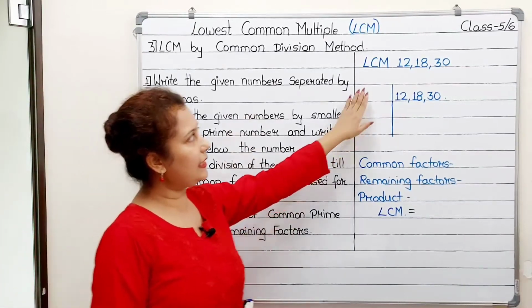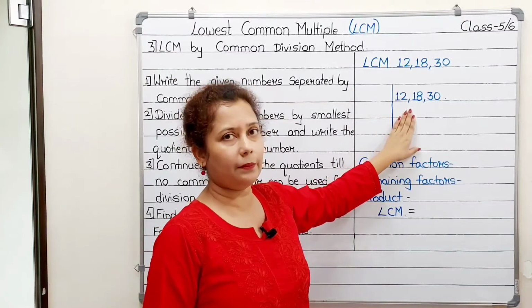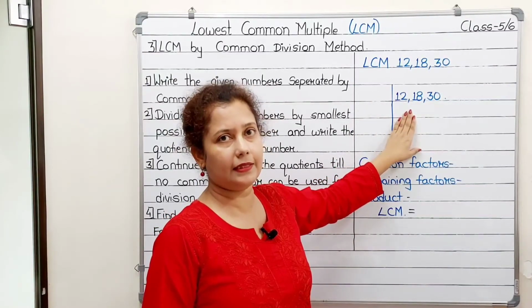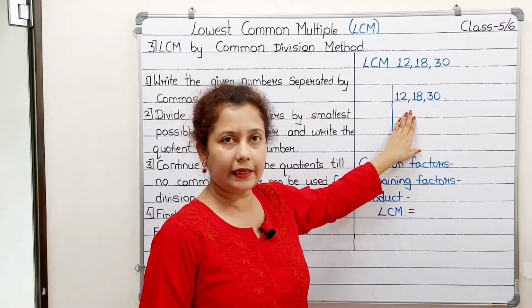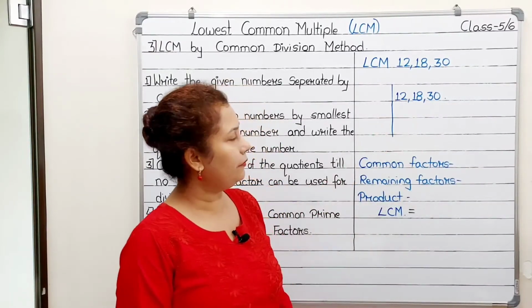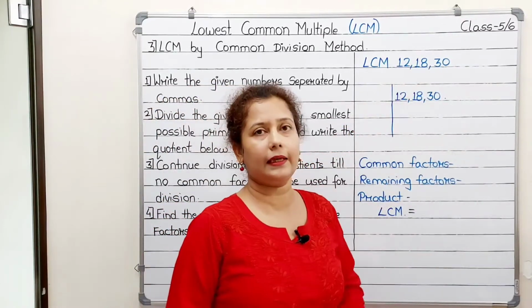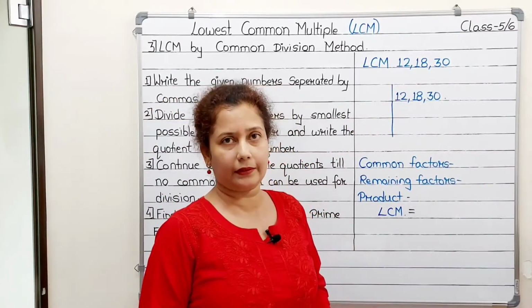All this we will understand with the help of an example. I have taken smaller numbers so that we can understand the steps properly. In the second example, I will take larger numbers. So first, we will find the LCM of 12, 18 and 30 by common division method.